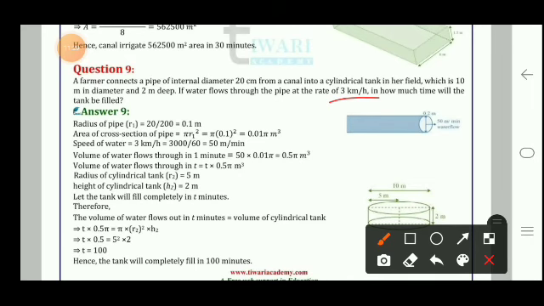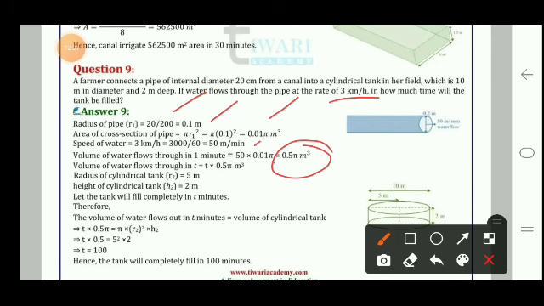So the radius of the pipe R1 is 0.1 meter, because it is given in centimeter. So 20 upon 200, because this is the diameter. Diameter means d upon 2 will be the radius. So this is 0.1 meter. Then we have the area of the cross section, that is pi R1 square, which equals pi into 0.1 square. The speed of water is 3 kilometer per hour, so that is 50 meter per minute. Then the volume of water in 1 minute is 50 into 0.01 pi, so that is 0.5 pi cubic meter.